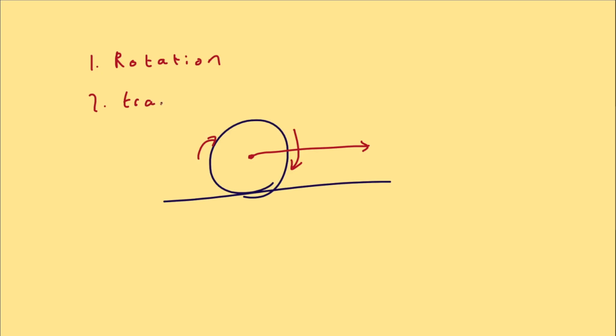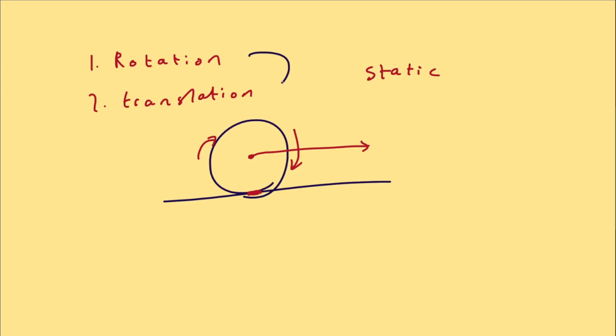This, of course, is translation. The point of contact between the wheel and the ground is momentarily at rest every single instant. It's not scraping, it's perfectly rolling. So, static friction is what's taking place.